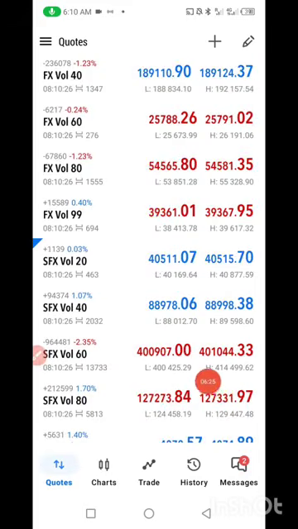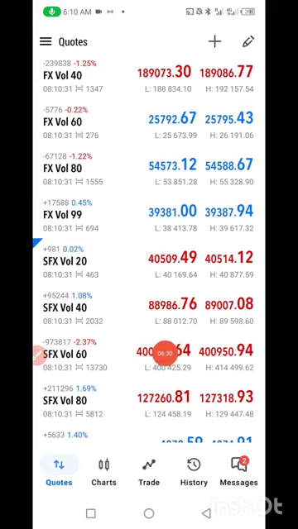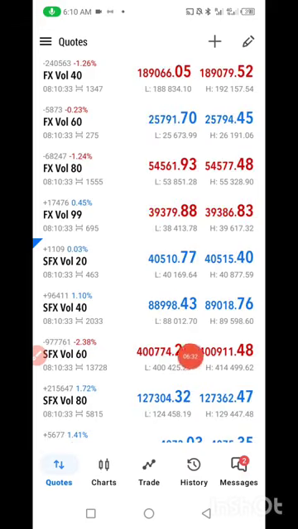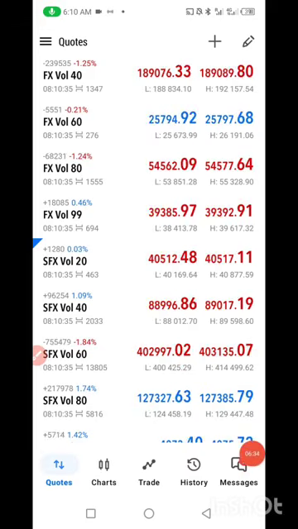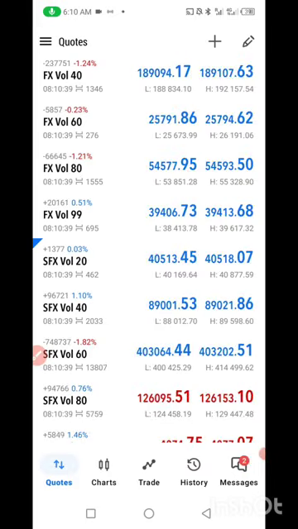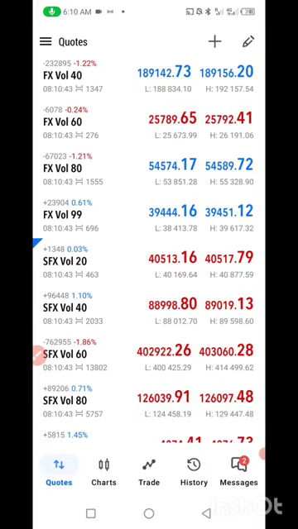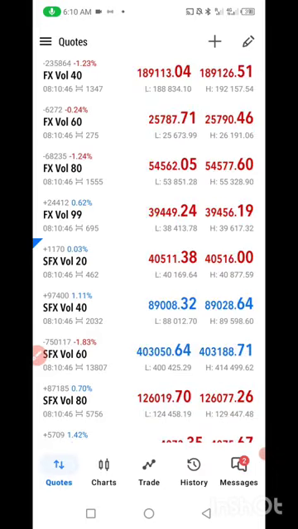Could you imagine that this market has already changed by 20,000 pips just in two hours' time? It has fallen by 20,000 pips. It was around 420,000 plus before. Right now, it has fallen. So think about this.